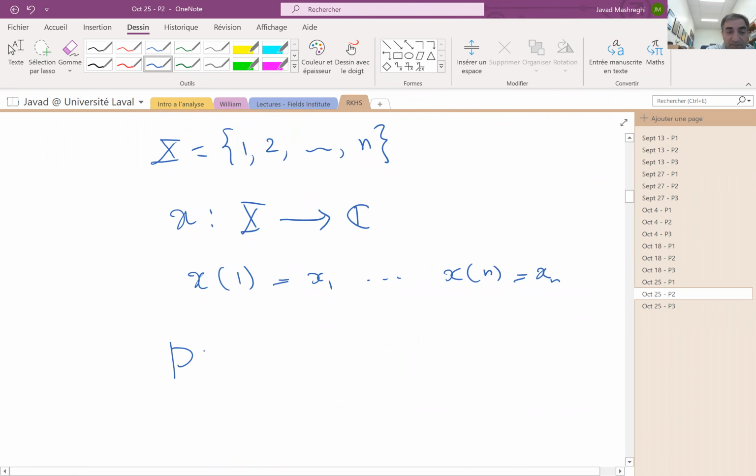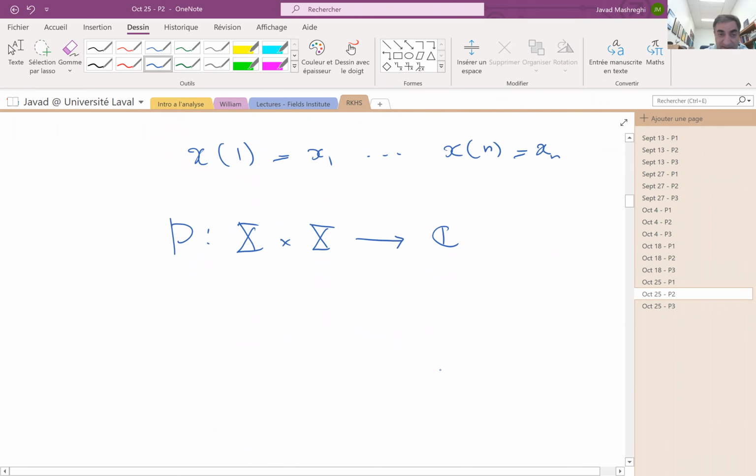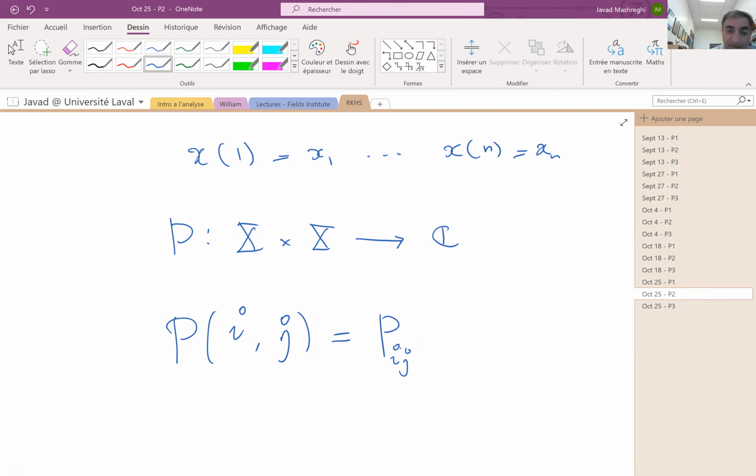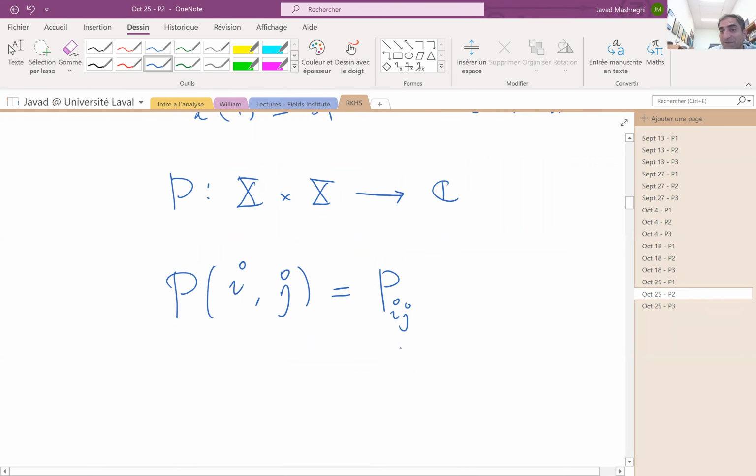We can look at P as a function of X times X with values in C. P at point ij, as before, is nothing but the element in row i and column j. So that's the way we can look at it. And positivity is precisely what we need here. P bigger than or equal to 0 is precisely what we ask for the definition of a kernel function.